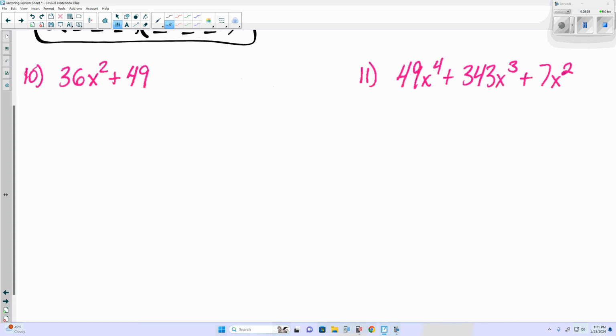Let's look at number 10. 36x squared plus 49. Is 36x squared a perfect square? Yes. 6 times 6 would give us 36. X times x would give us x squared. So 36x squared is a perfect square. What times itself is 49? 7 times 7. Is this a difference? No. We don't have a difference, we have a sum of perfect squares. This is actually not factorable. That's as simplified as it gets.